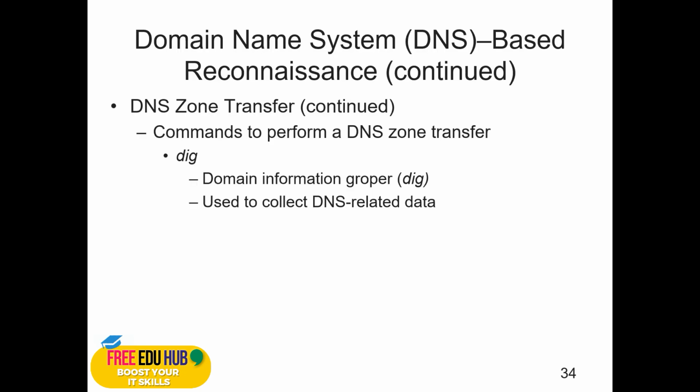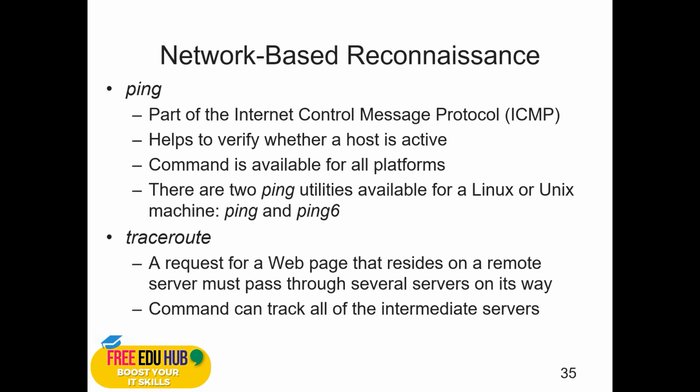Commands to perform DNS queries include the dig command, and then we have ping and traceroute. Ping is a part of Internet Control Message Protocol, which we call ICMP. So whenever you read about ping, the thing that should come to your mind immediately is ICMP. It helps you verify whether the host is active or not. The command is available on all platforms. There are 2 ping utilities available for Linux and Unix, ping and ping6.